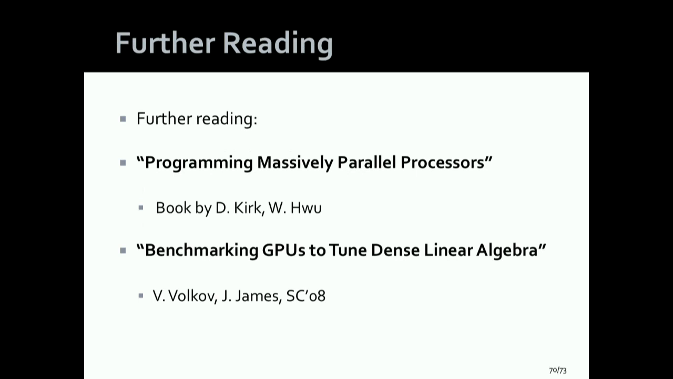Now, if you want to take on other projects, I highly recommend this book by Wen-mei Hwu, Programming Massively Parallel Processors. It's a really good book. It has new chapters on machine learning and how those kernels are optimized on GPU. And there's a very good paper by one of James' students, benchmarking GPUs to tune dense linear algebra. It's a very good article, and it actually got the best paper award, I think. If you want to do, for example, BLAS optimization for your project, I encourage you to start with this.